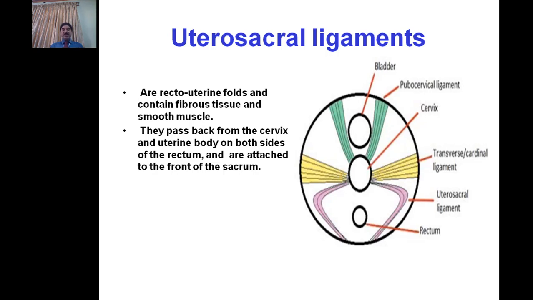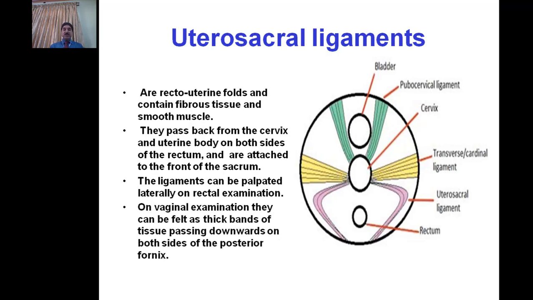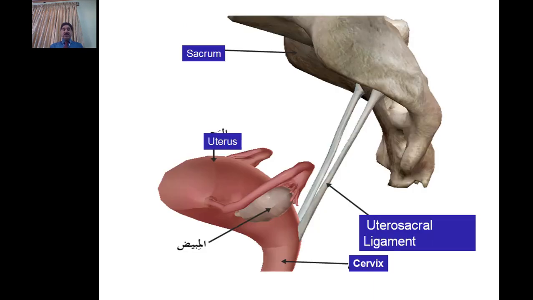On vaginal examination, they can be felt as thick bands of tissue passing downwards on both sides of the posterior fornix. In addition to supporting the uterus, these ligaments also carry lymphatics from cervix to the sacral group of lymph nodes. As shown in this diagram, paired uterosacral ligaments extend from cervix to the pelvic surface of the sacrum.